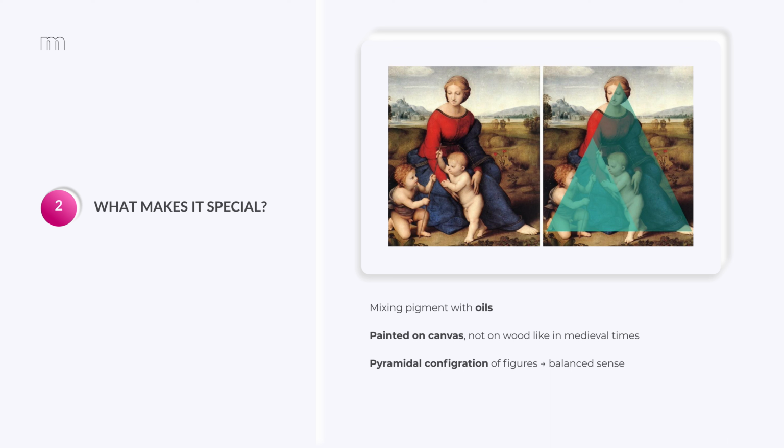Renaissance artists started to mix pigments with oils for more vibrant colors. They also started to paint on canvas and not on wood as they did in medieval times. Renaissance paintings usually had a pyramidal configuration of the figures, which created a sense of balance.